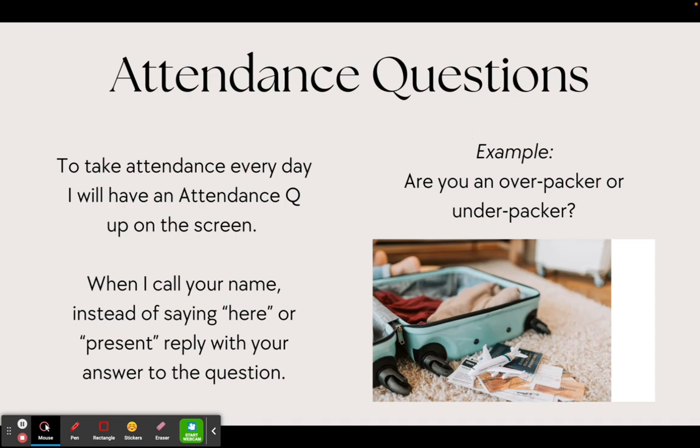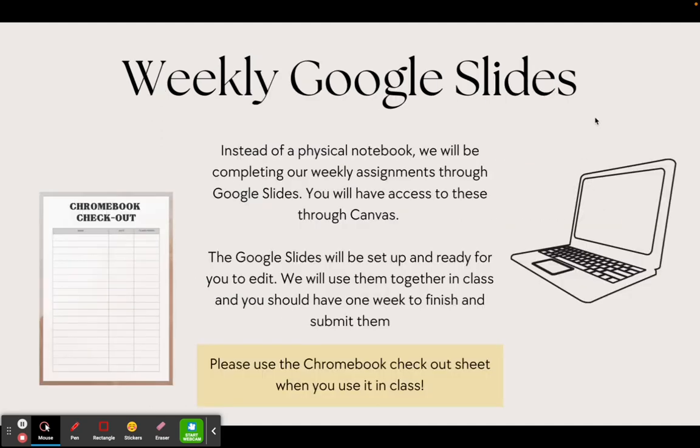The next few slides are going to be things that you can expect from this class, things that I do on a pretty regular, routine basis. If you have questions about any of these things, you can always ask me in class or email me. But for the most part, I think it's pretty self-explanatory. When I take attendance, I have a fun attendance question every day, so you'll say your answer to the question instead of saying here.